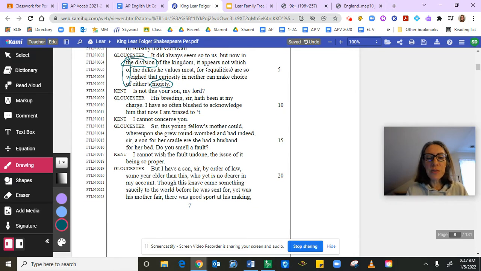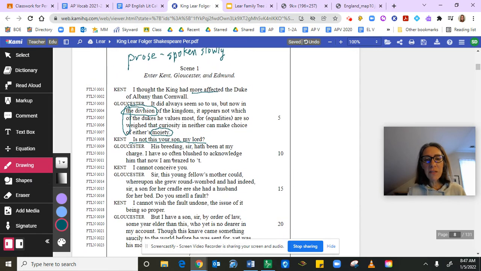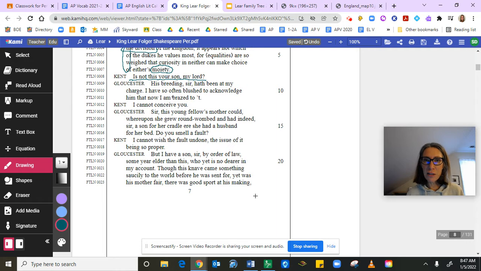"Is not this your son, my lord?" Now that's an example of built-in stage direction. That suggests that Edmund is standing nearby, right? You could make it so that he is in earshot and he is listening to this entire conversation, or you could make it be that he's a little ways off talking with somebody else. But given that we're told we just have these three characters on stage, he's probably in earshot, which makes the conversation that ensues even more shocking.